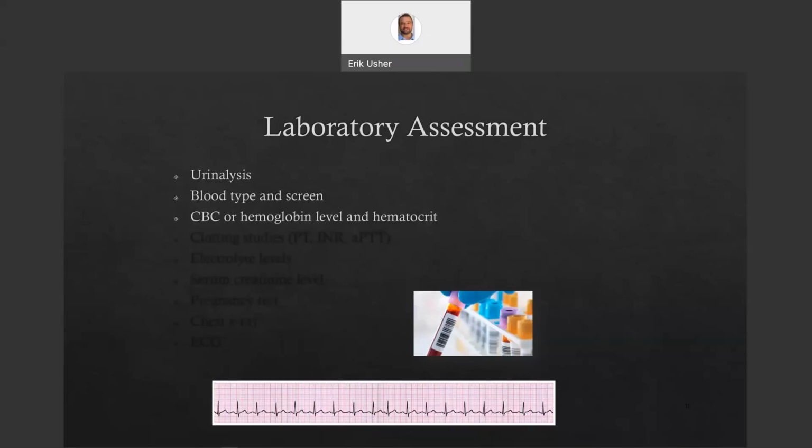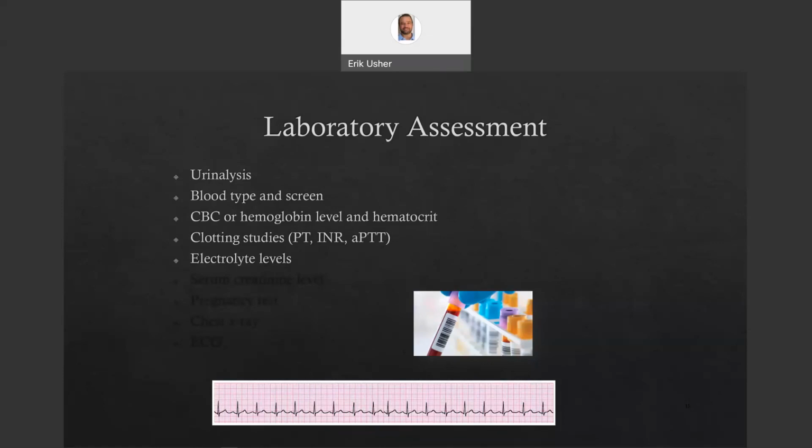Get a CBC. We want to know their H&H, their hematocrit and hemoglobin level, what's their oxygen carrying capacity, and what's their oxygen delivering capacity. Clotting studies, your PT, INR, PTT, we need to find out, are they abnormal? There are some things these patients can take pharmacologically that we give them, Coumadin, Plavix, Brilinta, or over-the-counter things they may have for alternate therapies that can augment their clotting studies. So we need to be alert for that.